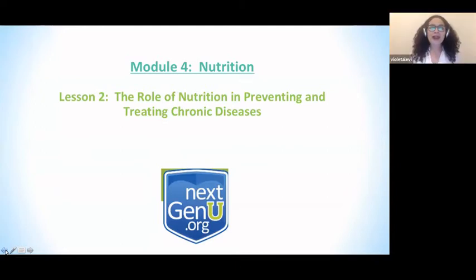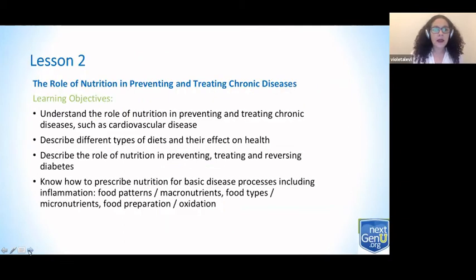Hello, everybody. Now we are going to start our lesson 2, the role of nutrition in preventing and treating chronic diseases. So the learning objectives of this lesson are to understand the role of nutrition in preventing and treating chronic diseases such as cardiovascular disease, to describe different types of diets and their effect on health, to be able to describe the role of nutrition in preventing and treating and reversing diabetes, and to know how to prescribe nutrition for basic disease processes, including inflammation.